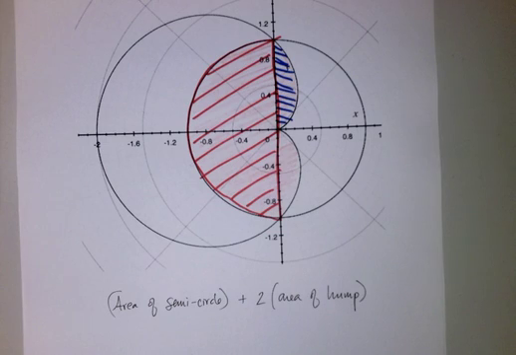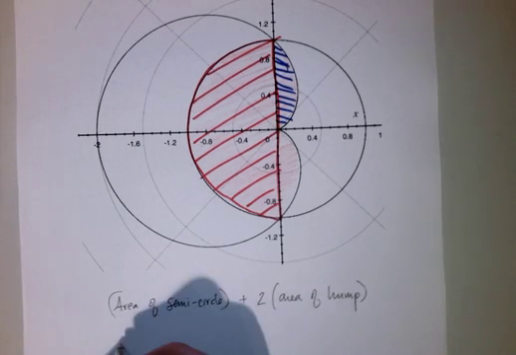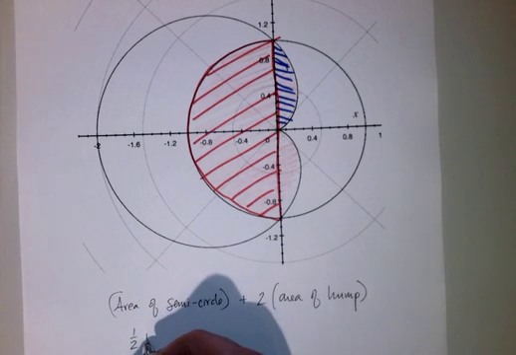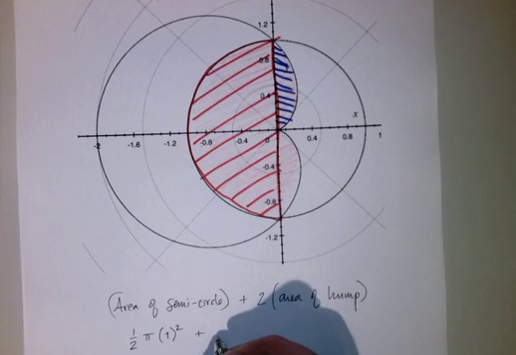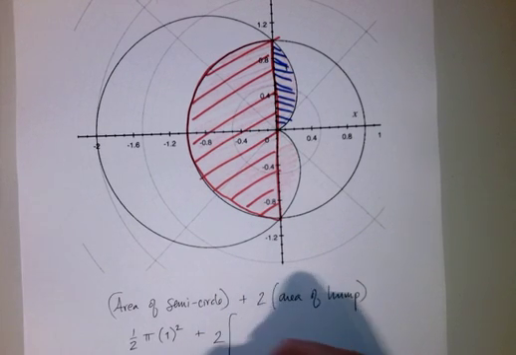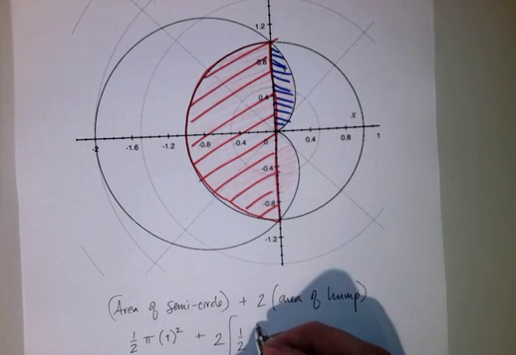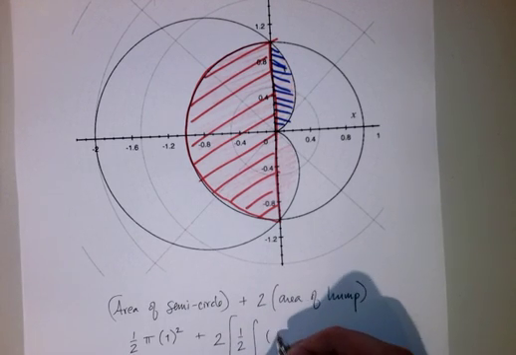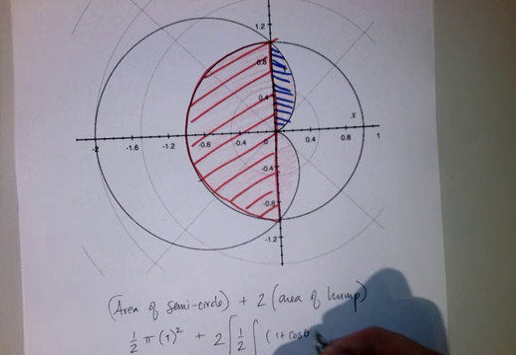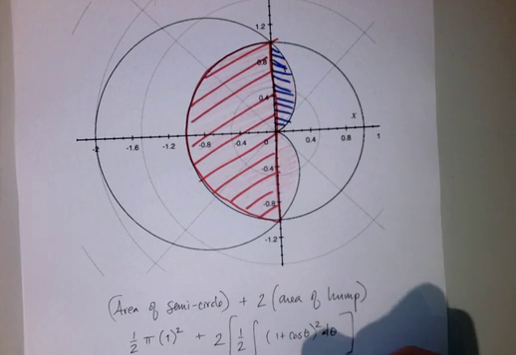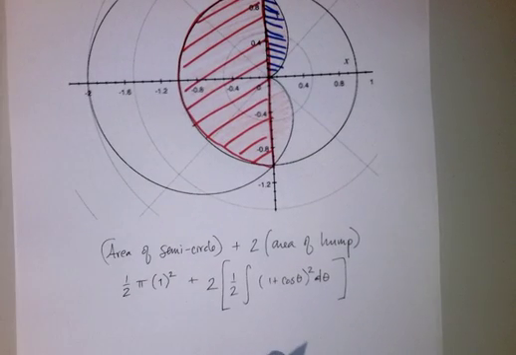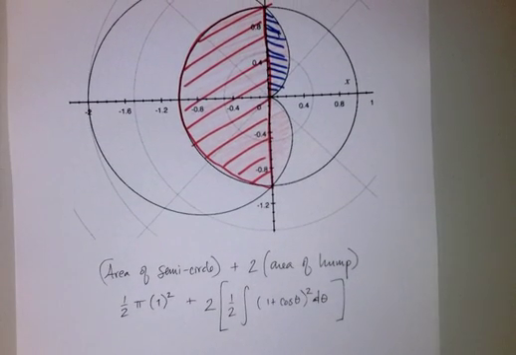Okay? Now, this is going to be really, really easy. Okay, so it's 1/2 pi, and then r is 1 squared. Oh my gosh, that was so difficult. 2 times the area of the hump. Well, I know that it's going to be 1/2 integral of 1 plus cosine theta squared d theta. The only real question that I have is, what are the limits of integration?